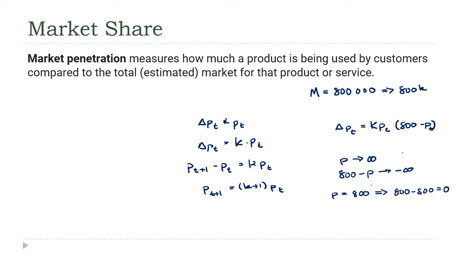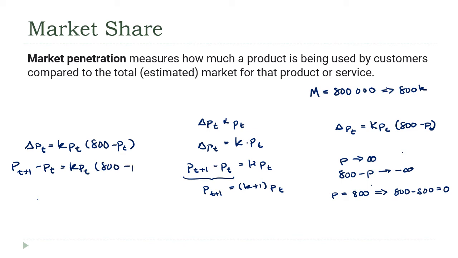So, making the same substitution, what do we have? I ran out of room here, so I'm going to go over to the left. Delta P sub T equals K P sub T times 800 minus P sub T. And then I'm going to make the same substitution that I did here. P sub T plus 1 minus P sub T equals K P sub T times 800 minus P sub T, and then we'll solve this, right? Move the P sub T over.